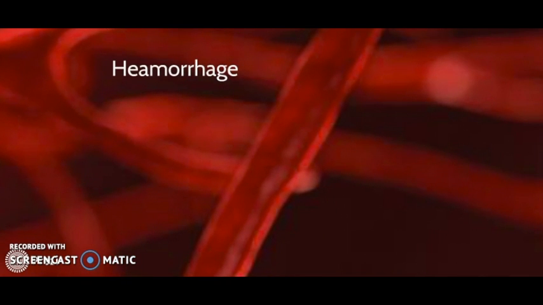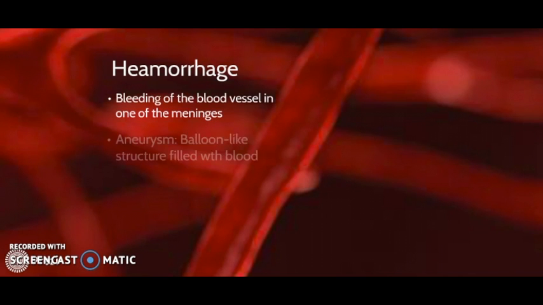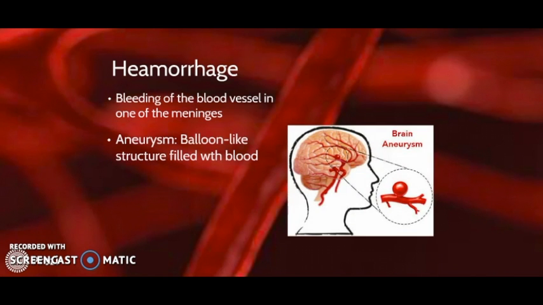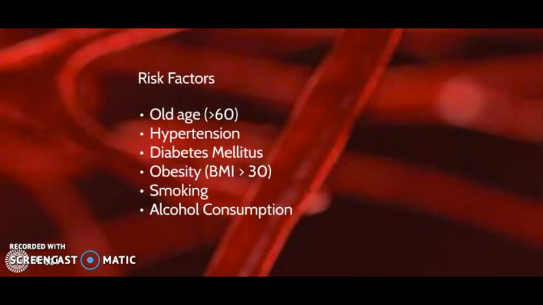A hemorrhage happens when a blood vessel starts bleeding. This is most commonly caused by an aneurysm, which is a balloon-like structure filled with blood. The bigger the aneurysm, the greater the chance of its rupturing. There are certain risk factors for developing a stroke. Those are old age, hypertension, diabetes, obesity, smoking, and alcohol consumption.